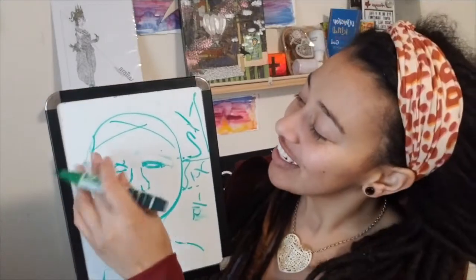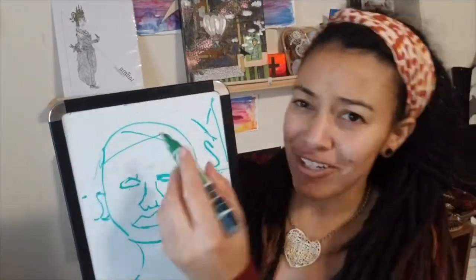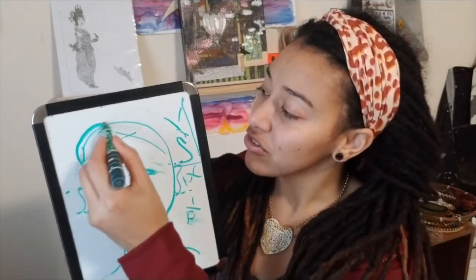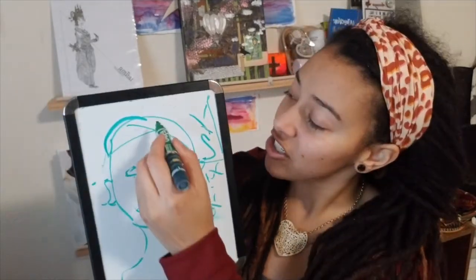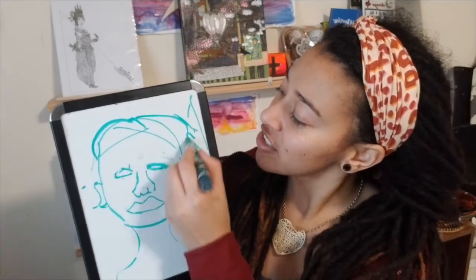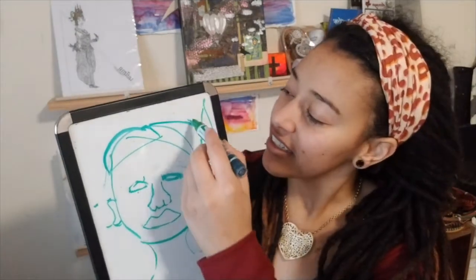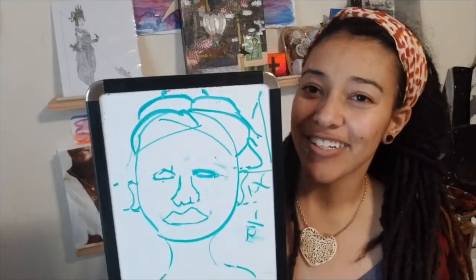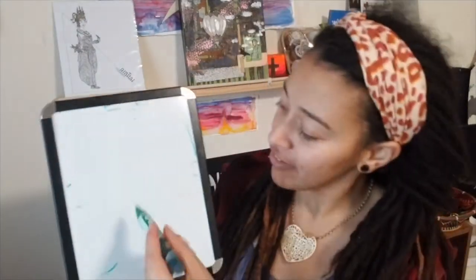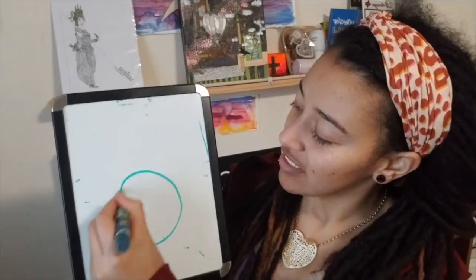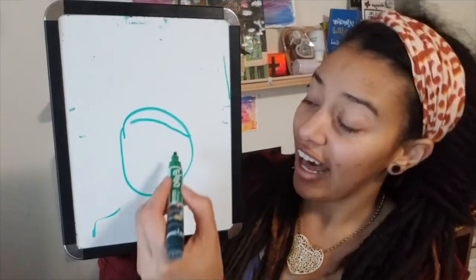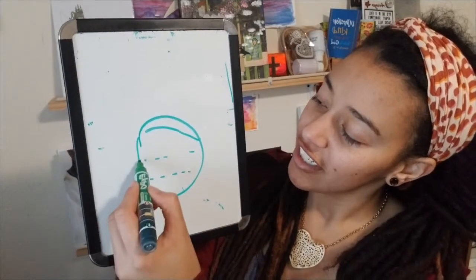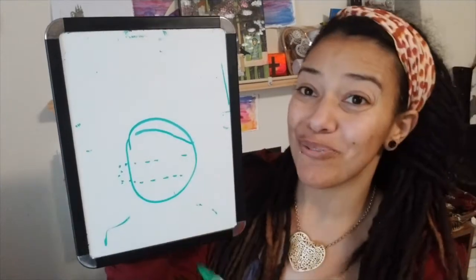So we have a bunch of extra space here in our forehead. So I'm going to do this shape and this shape and continue making those shapes until it fills up. So we have the head, and the eyes are halfway, mouth is a quarter, ears are a quarter as well.